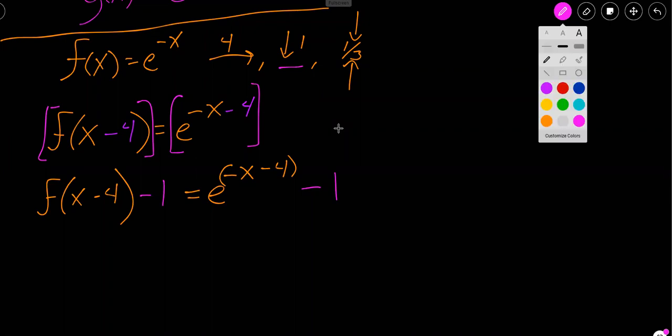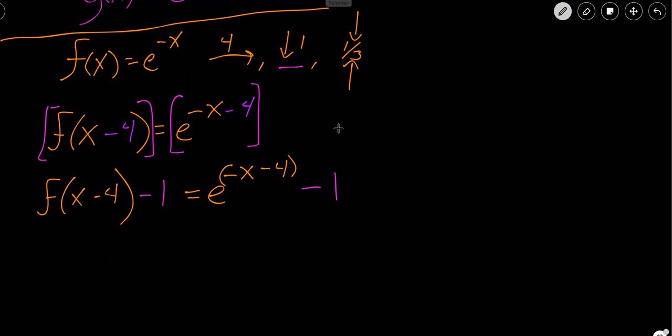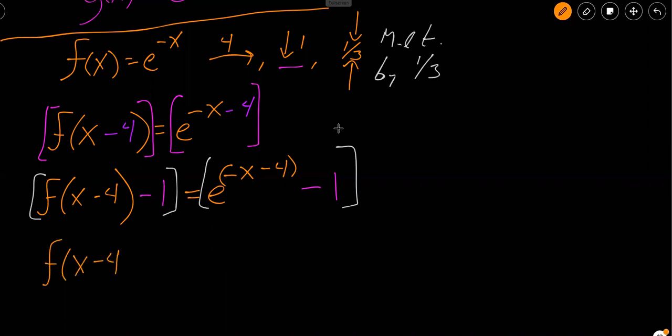Last step is a vertical shrink by a factor of 3. I'll use this gray color. So vertical shrink by a factor of 3, that means it's vertical, so it's affecting the entire function. And a shrink of 1/3 means I'm multiplying by 1/3 on the entire function. Again, on this step, this is now my entire function. So I'm going to take my entire function, f of x minus 4 minus 1 equals e to the negative (x minus 4) minus 1. And I'm going to multiply that whole thing by 1/3.